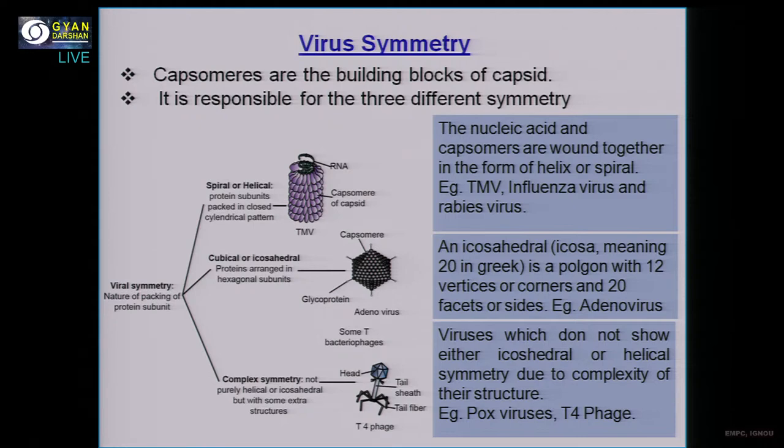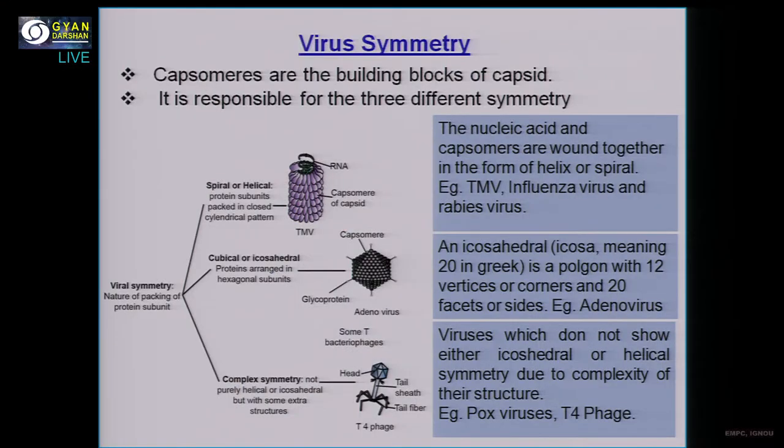And the third one is complex symmetry. These are viruses that cannot show either icosahedral or helical symmetry, due to their complex structure. Basically, it is a complex type of symmetry. So it is a mixture of helical and icosahedral symmetry, a mixture of the two types of symmetry.